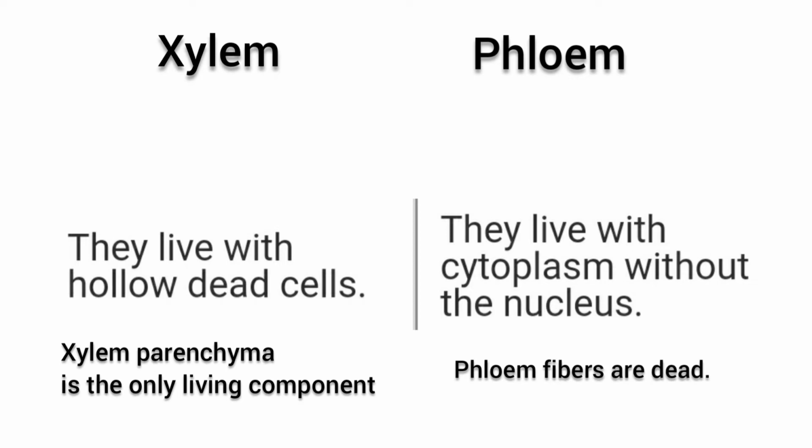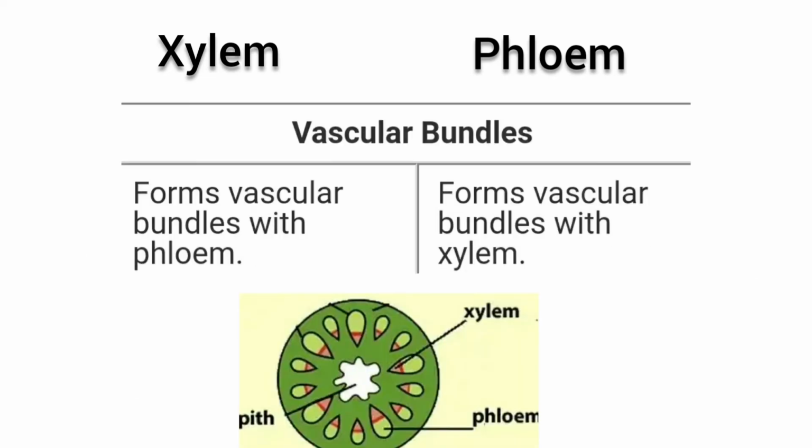Xylem is mostly made up of dead cells. Xylem parenchyma is the only living component of xylem. Phloem is mostly made up of living cells. Except phloem fibers, all others are the living components. Phloem fibers are the dead components of the phloem. The xylem forms vascular bundles with phloem. It is located towards the inner side of the vascular bundle. Even the phloem forms vascular bundles with the xylem, and it is located on the outer side of the vascular bundle. So far, we have understood the transport system.